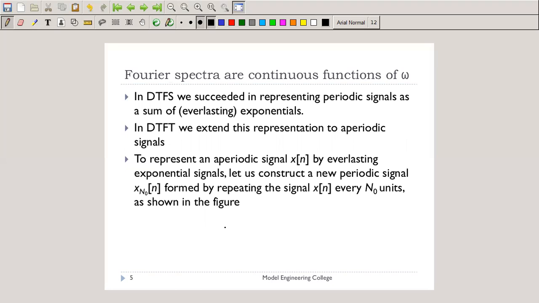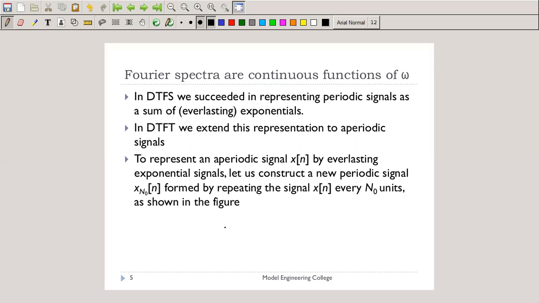So in a discrete time Fourier series, we are representing a periodic, discrete time signal as a sum of everlasting exponentials. In DTFT, actually, we are extending this representation of a periodic discrete time sequence as the sum of everlasting exponentials to an aperiodic signal. So to represent an aperiodic signal x of n by these everlasting exponential signals, first we construct a new periodic signal from the aperiodic signal x of n.